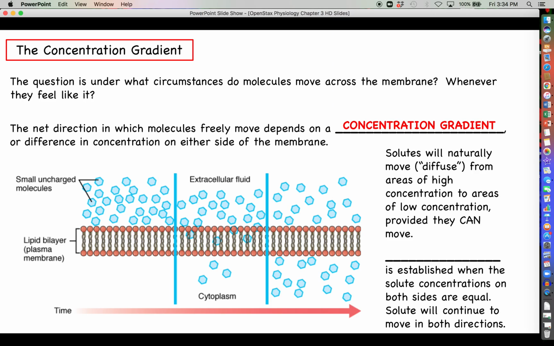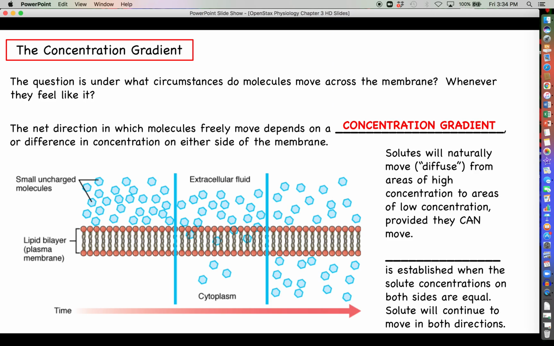Now, these molecules are going to move down their concentration gradient, but they're not going to do that forever. They are going to keep moving until we get to the point where we establish an equal concentration of this particular molecule on both sides of the membrane. So you can see we've got an equal concentration in the extracellular fluid and an equal concentration in the intracellular fluid. At this point, we would say there is no longer a concentration gradient. These solutes will continue to move in both directions, but at equal rates, so the concentrations will not change.